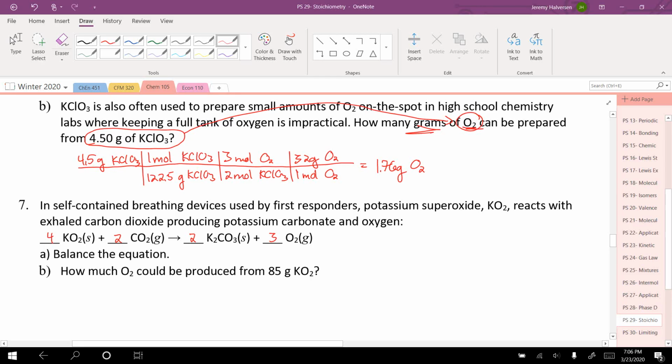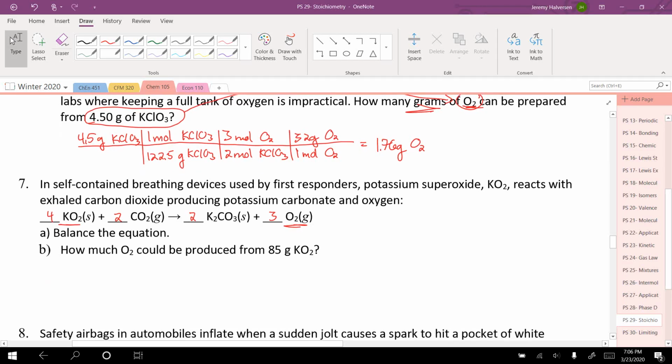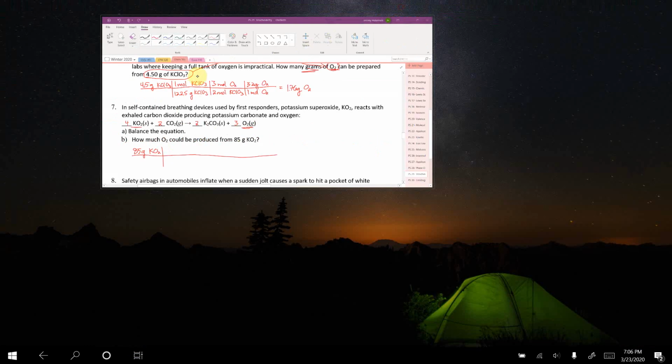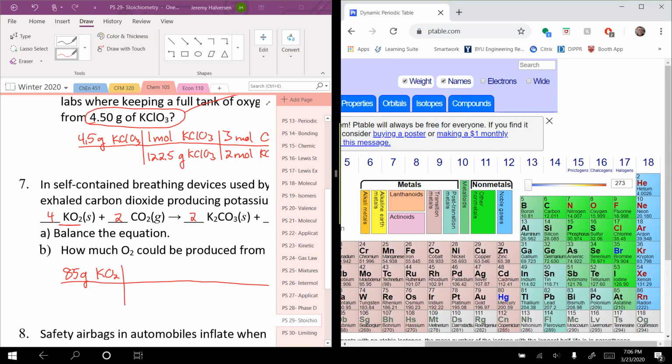How much O2 could be produced from 85 grams of KO2? So we're going from KO2 to O2. We're jumping from the world of one molecule to a different molecule, so we need a relationship between them. This balanced equation gives us that relationship. So we're going to start with 85 grams of KO2. Okay, and we've got to get to moles if we want to use the balanced equation. So let's get to moles.